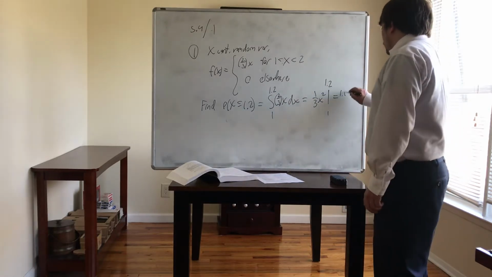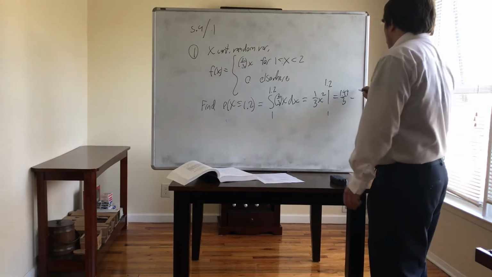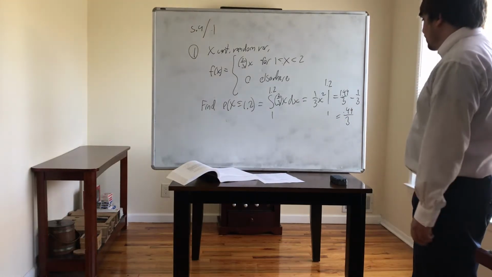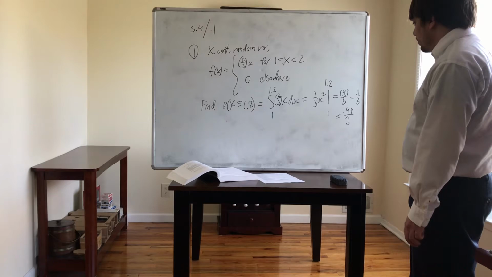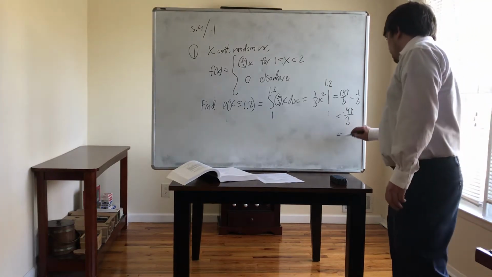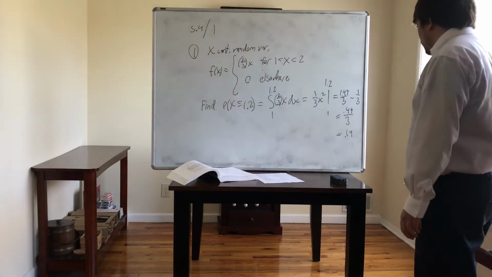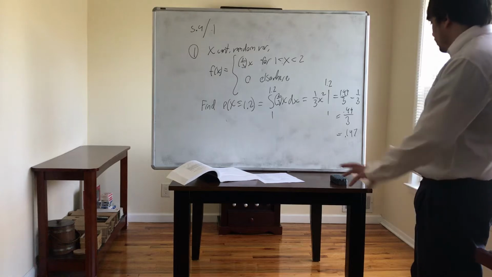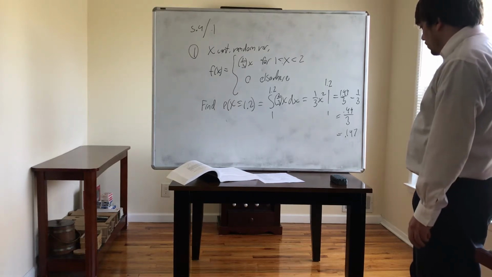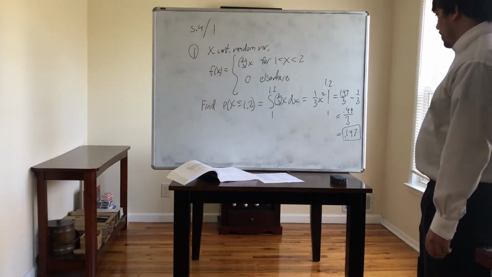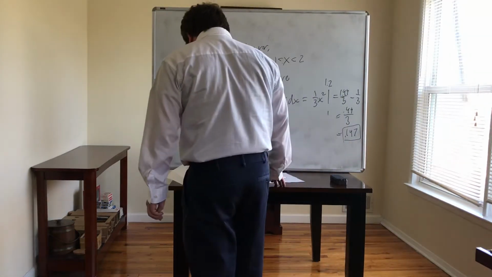And so you get 1.44 over 3 minus 1/3. And so the answer is 0.44 over 3. And then you could plug that into a calculator, and you would get about 0.147, rounded to the nearest thousandth. So that's the probability x is less than or equal to 1.2, and I'll just do one more.